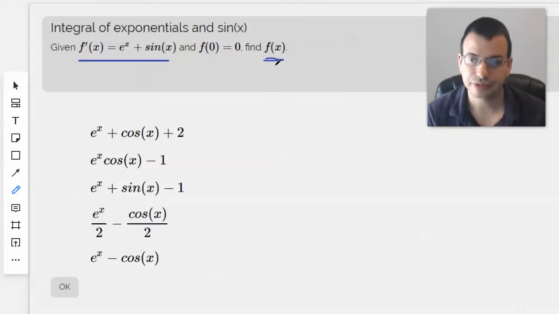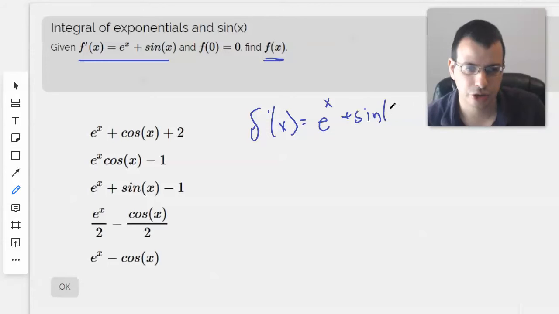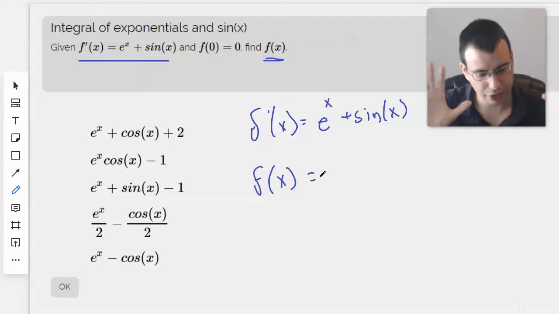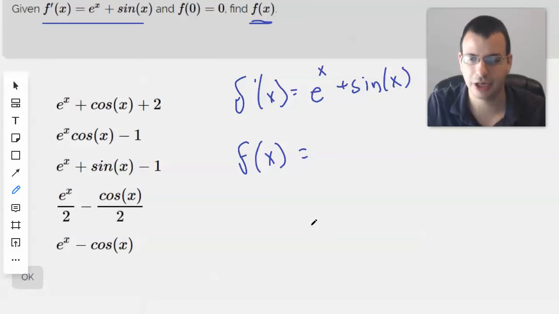prime of x. And so to do that, we'll start by, I'll write f prime of x equals e to the x plus sine of x. Just rewriting the problem. Some people out there are a little bit smarter than I am, a little bit more elite, don't have to rewrite the problem. That's okay. I'm not offended. You guys can just skip straight ahead.